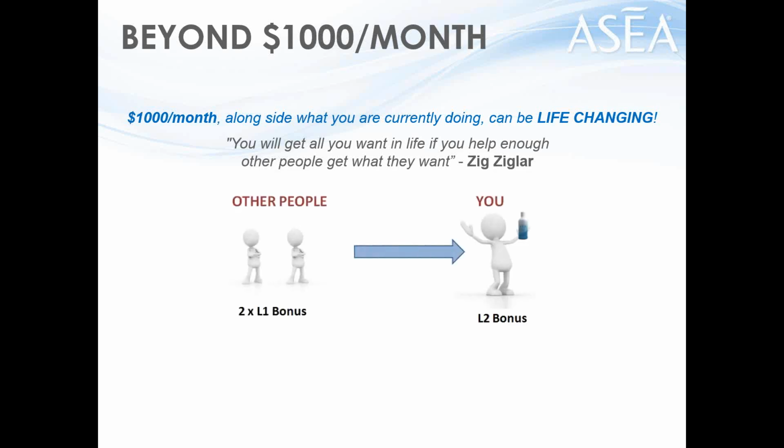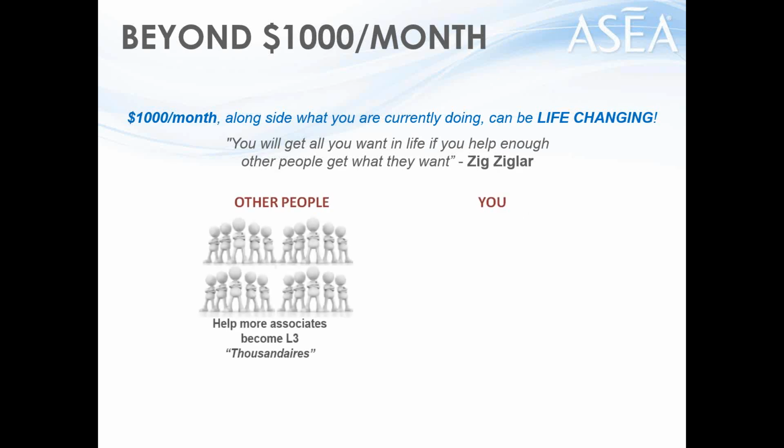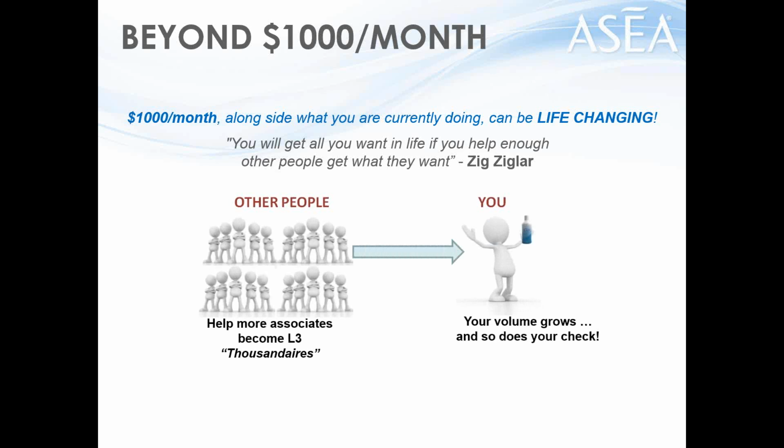So kind of to recap, just like we just shared, if you help 2 people get to L1, you are L2. If you help 2 people get to L2, then you're L3. Very simple. Do something, help others do it, and you reap the financial rewards for that. Now again, as you're helping more and more people become L3, you can see that this can grow extremely significantly.